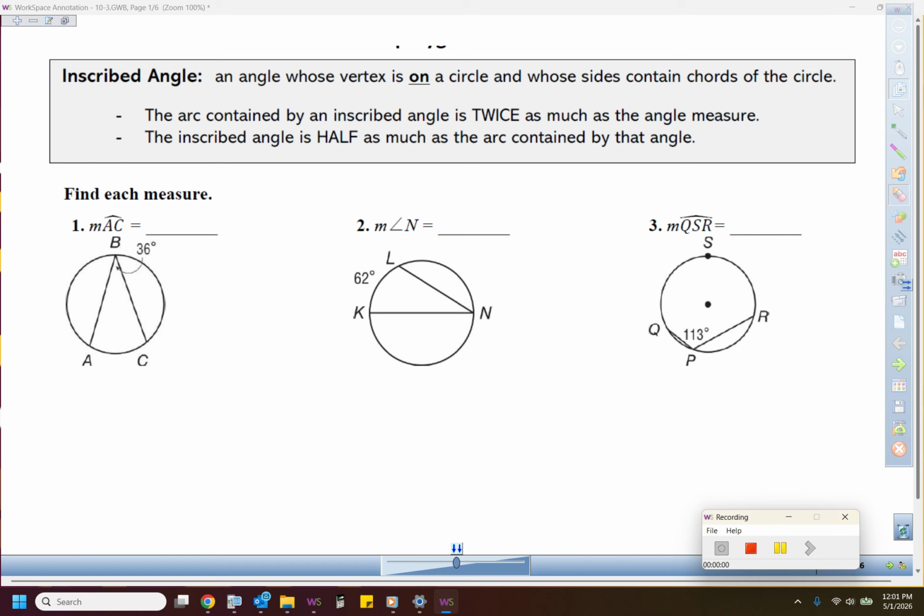So today is about inscribed angles, and that's just a fancy word for when the vertex of an angle is on the circle. If I could select my highlighter, that'd be awesome. But check it out. Do you see this angle that's in the picture right here? It's angle ABC, and I've got to ask you this question.